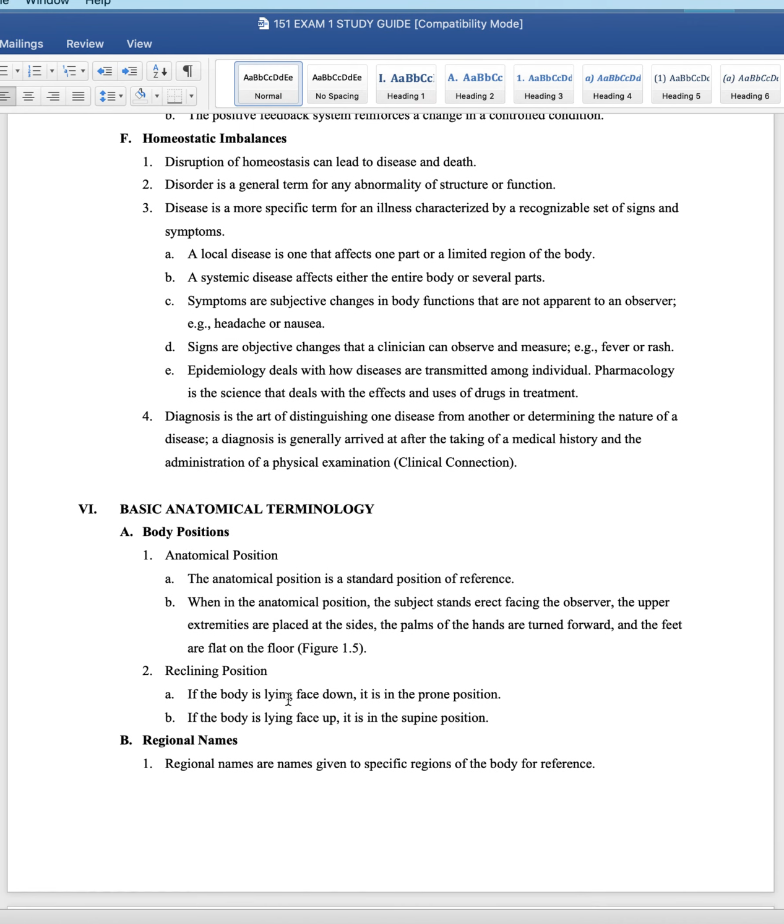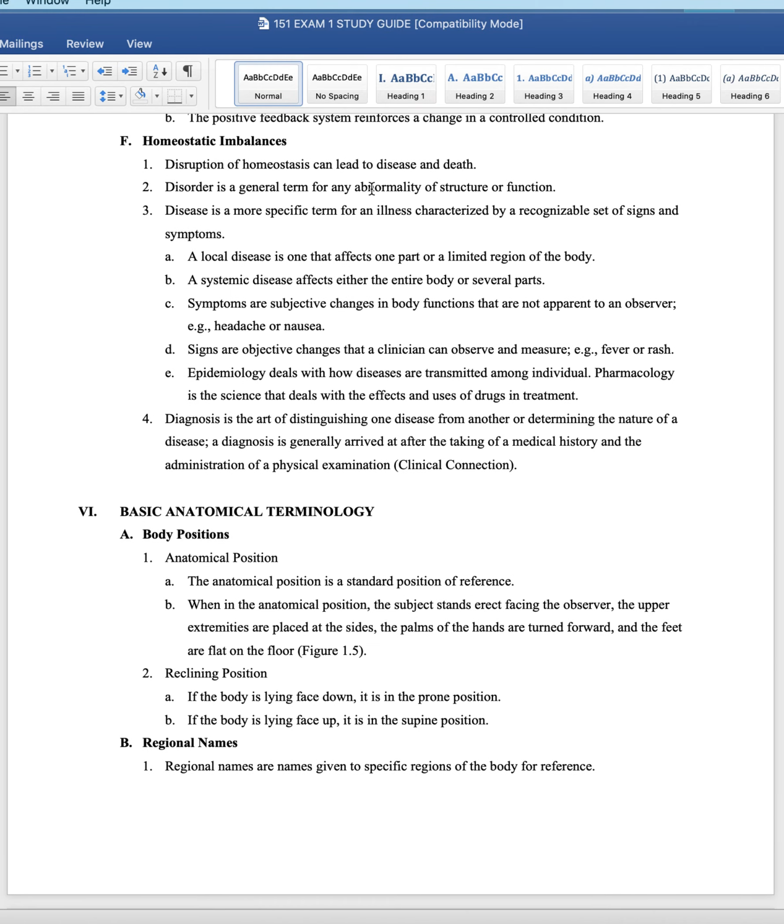All right. If we end up out of homeostasis, we can end up with disease states or sometimes even death. And we label these in terms of how severe our issues are. So a disorder is when we have an abnormality of a structure or an abnormal function. But disease is when we have a recognizable set of signs and symptoms that are associated with that disorder. We can have different types of diseases, like localized diseases affecting one region, and systemic disease that affects the entire body. And we have differences between symptoms and signs as well.